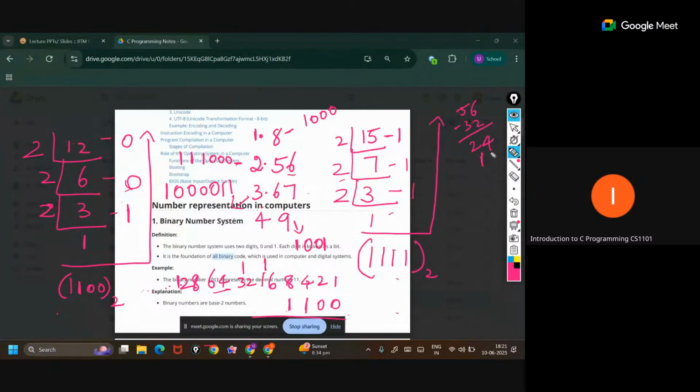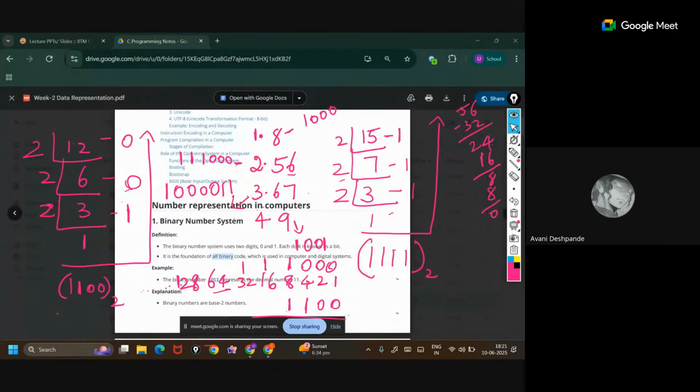So on subtracting 16, 8. Yes, so fill it with 8. After that, we subtract 8 from 8, right? So it becomes 0. So all the remaining values are filled with zeros. Oh, okay. It's clear now, right?